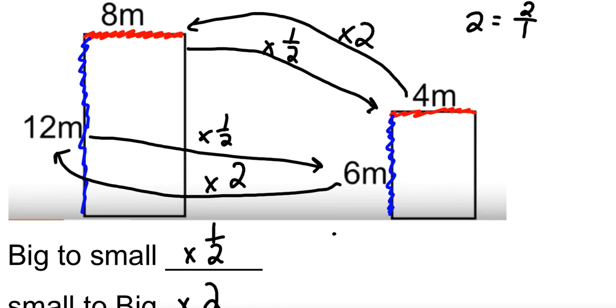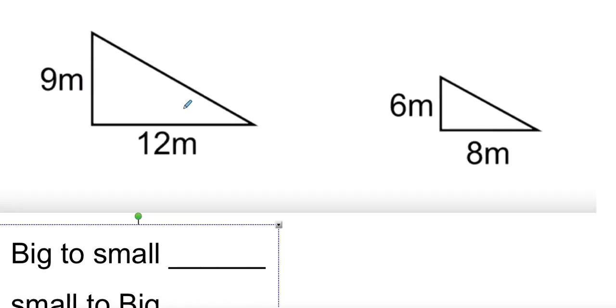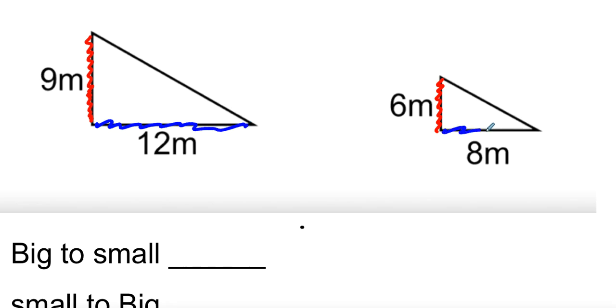Now, in our next example, we're going to see that we don't always have such nice numbers to deal with. I can see that 6 corresponds with 9, since these are both the shorter side of the triangle, and that 12 corresponds with 8. Now, it doesn't matter which direction I go, or if I go from big to small first, or small to big. In this example, I'm just going to be going from small to big.